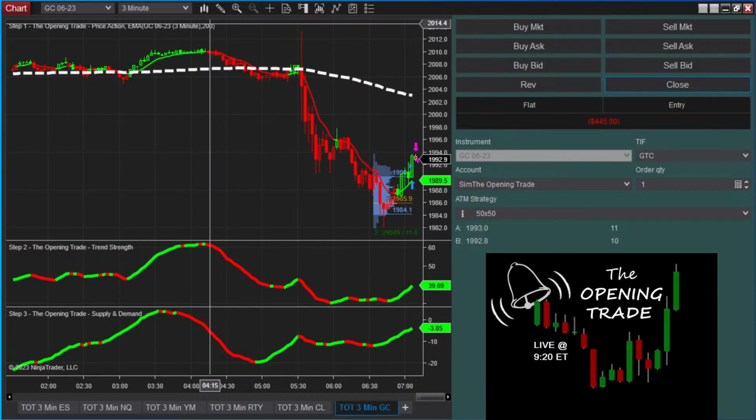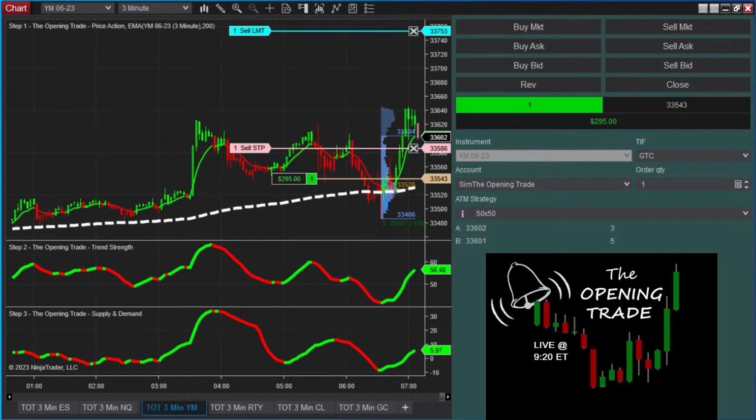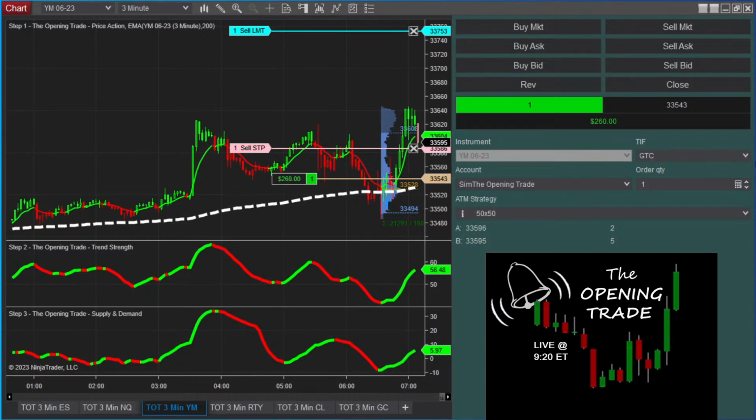Oh, let's look at our automated trade. Make sure we're not forking that off. Alright, let's see. So that would be... Was right there at $100 or so. So it took a $100 win in gold.